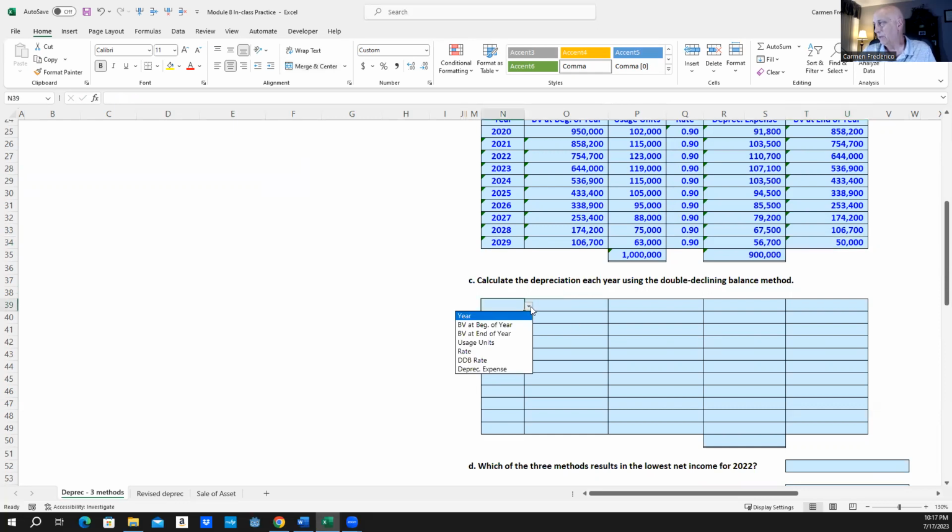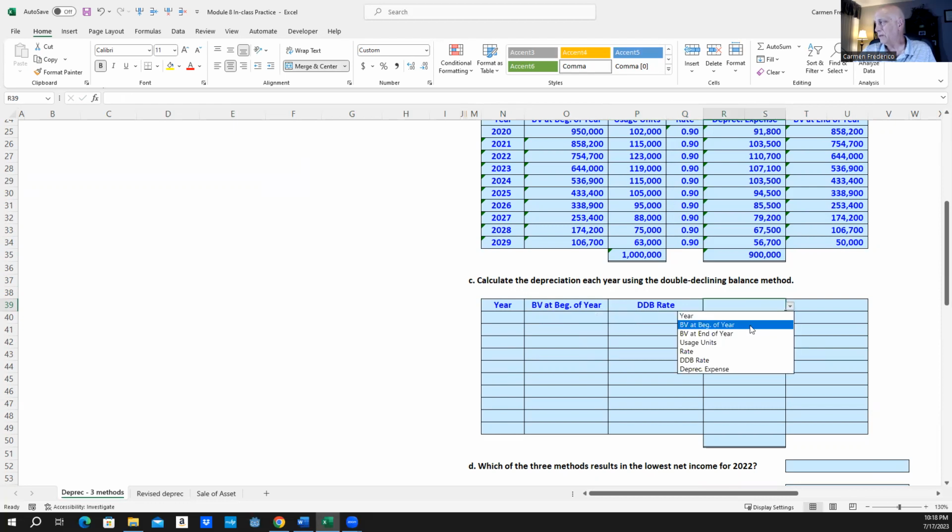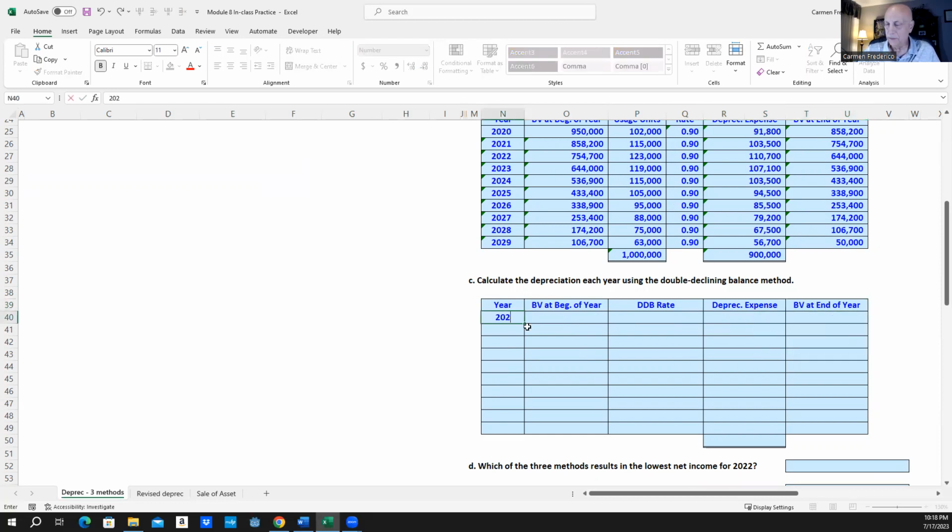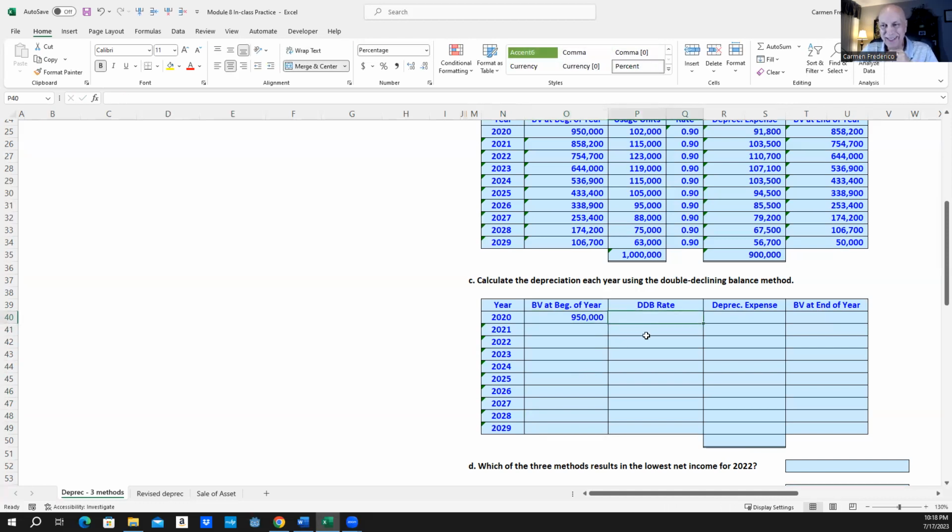We're going to build a little table here with the year. We have the beginning book value, the double declining balance rate, the depreciation expense, and the ending book value. Okay. So again, the same years, 2020. I'm going to copy that down, all the way down to 2029. Our beginning book value, once again, $950,000. Okay. What is the double declining balance rate?